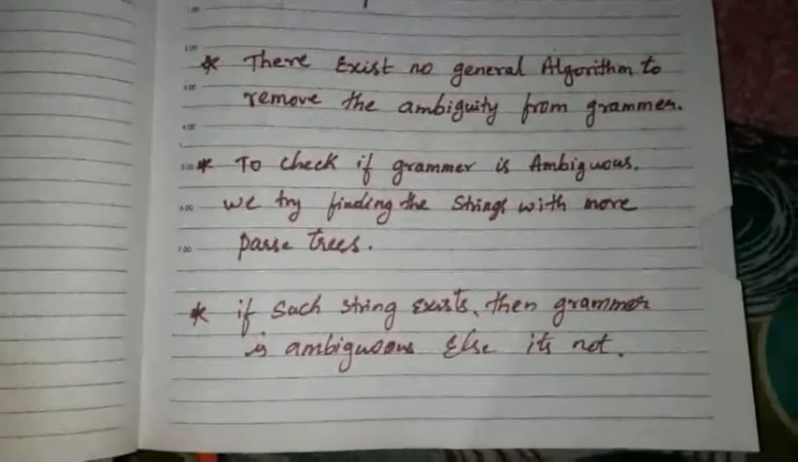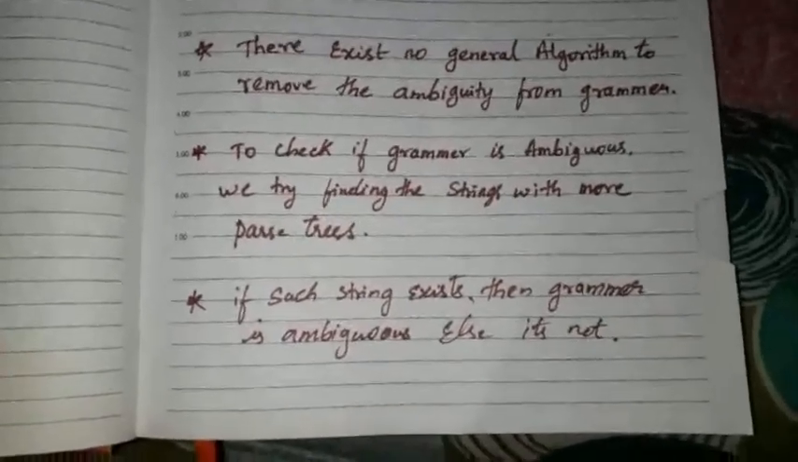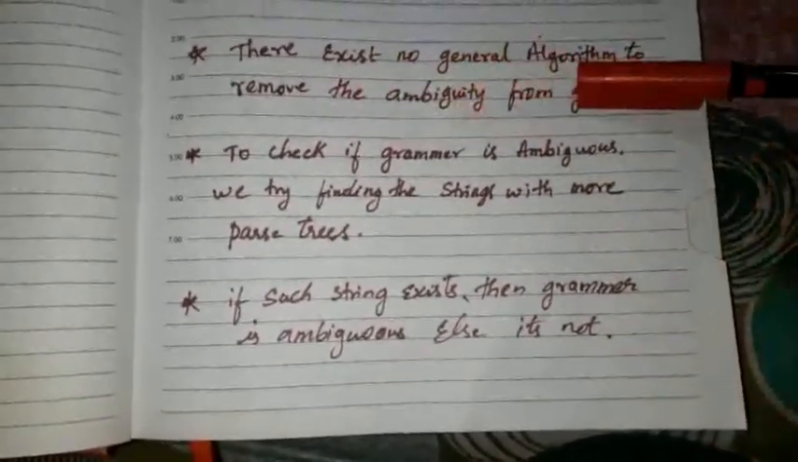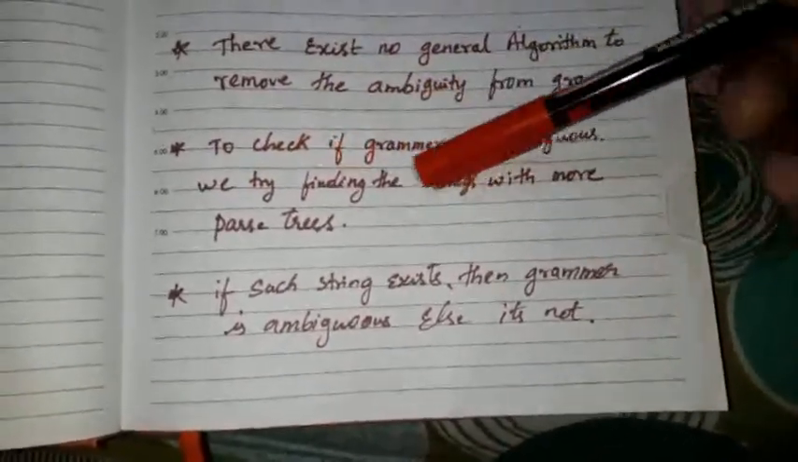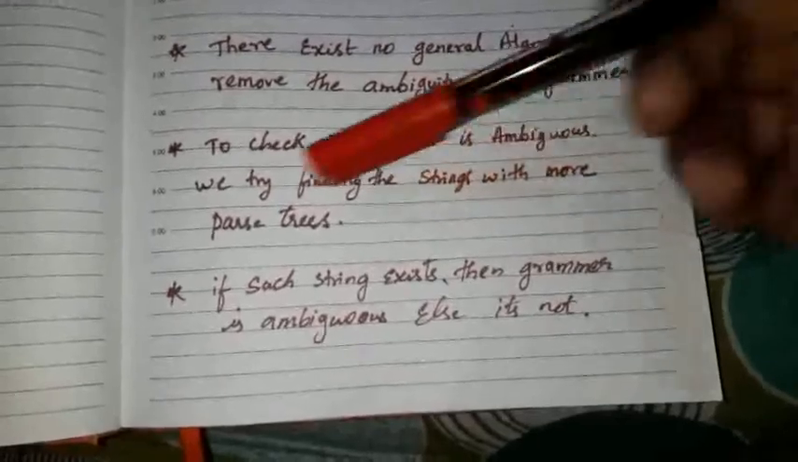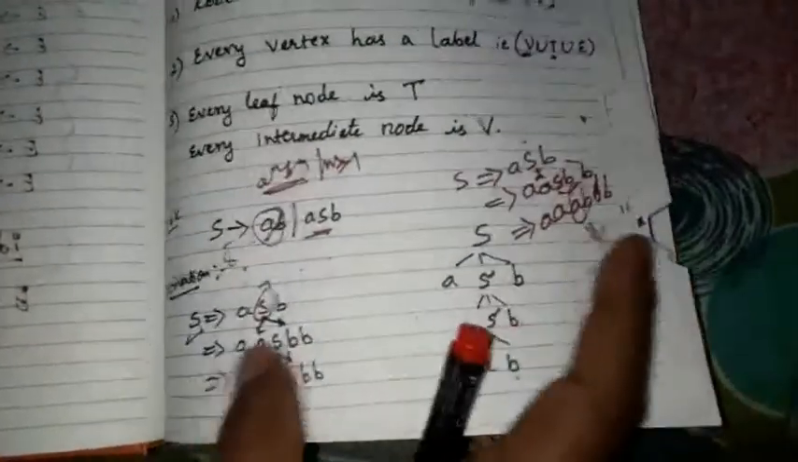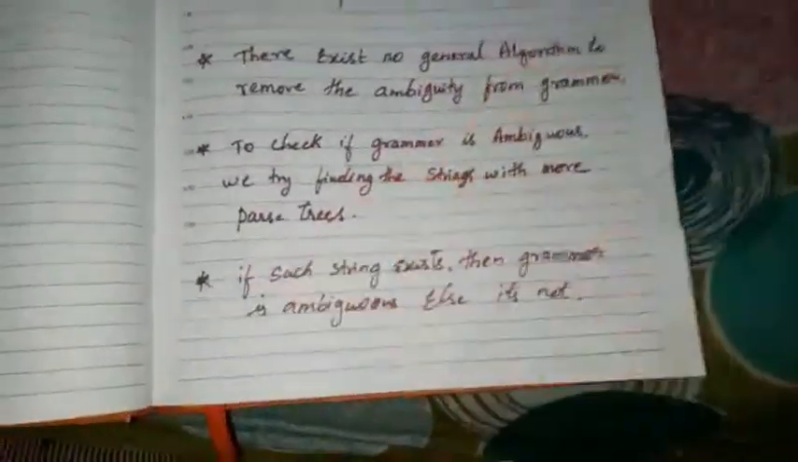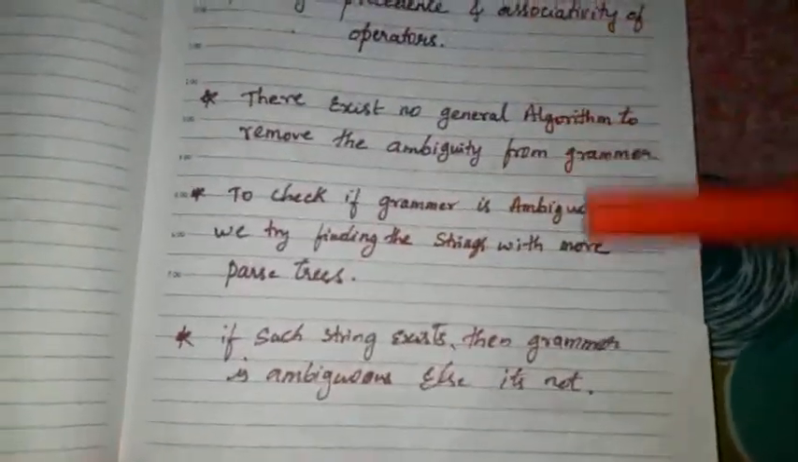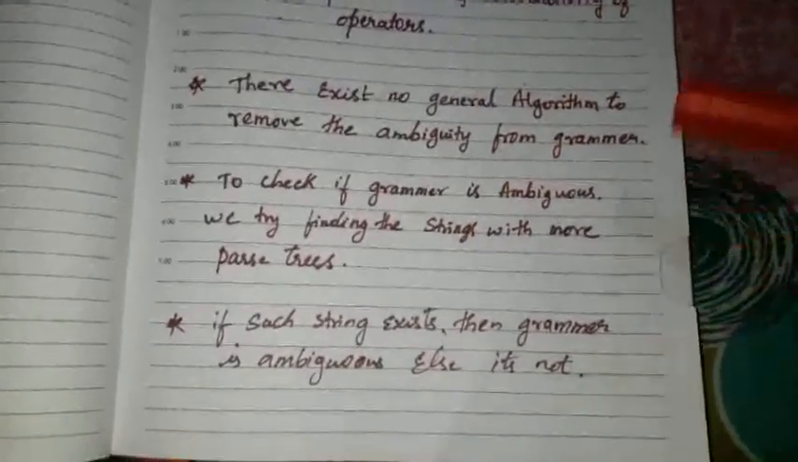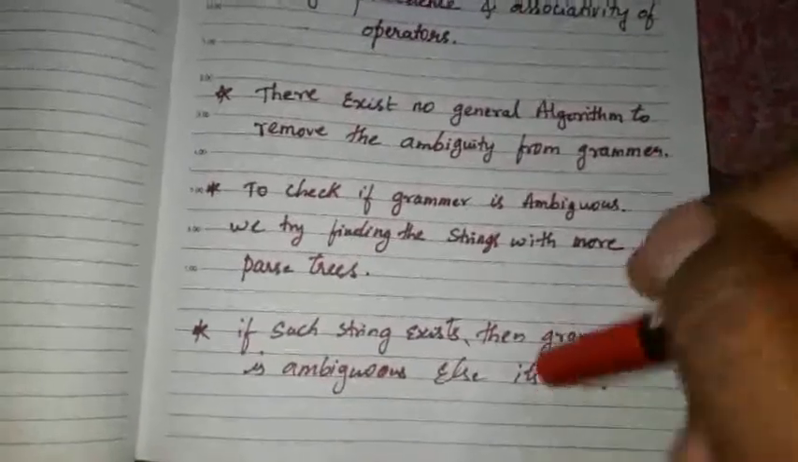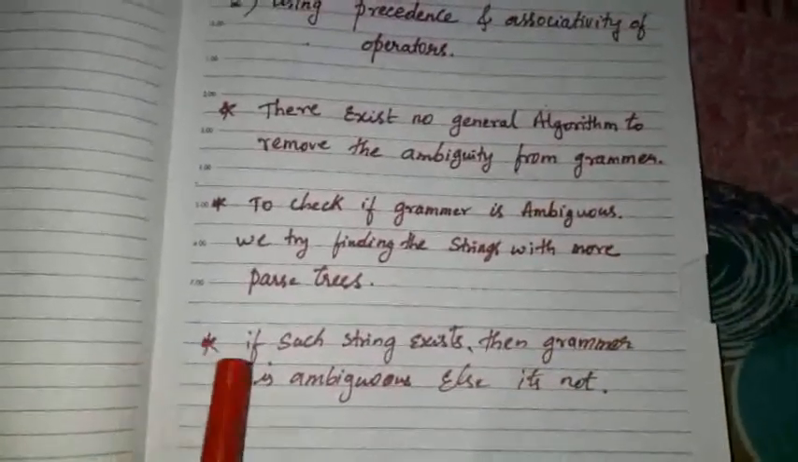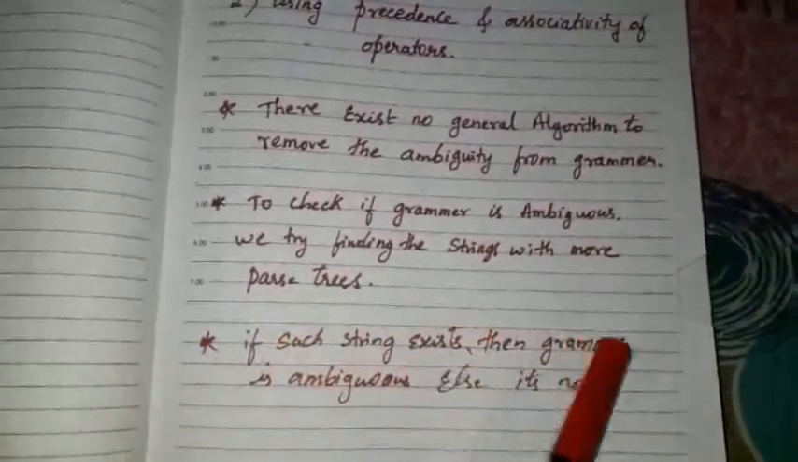Second one is, how do we know that the grammar is ambiguous? We check if the grammar is ambiguous. How? We find some string with different parse trees. That is what we have done in the last problems. We take a string and generate multiple parse trees for it. If we are getting multiple parse trees, then we say it is ambiguous. If such a string exists, then the grammar is ambiguous.